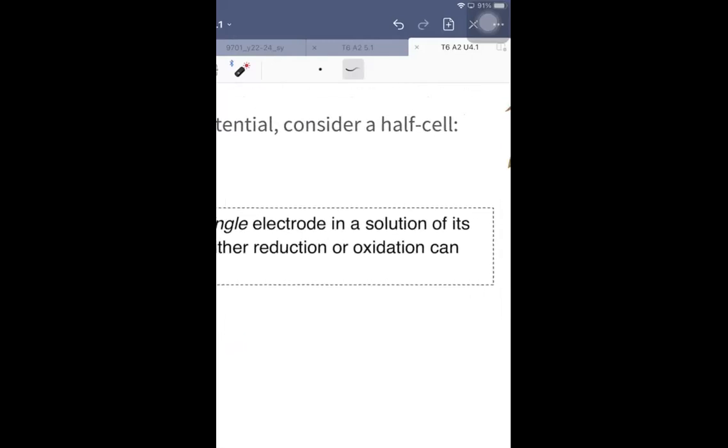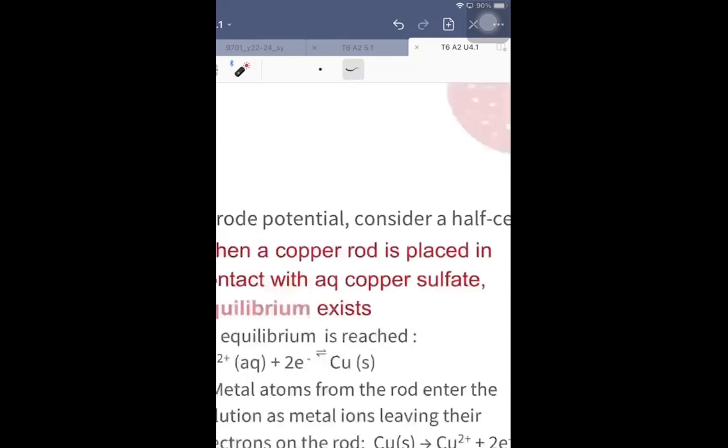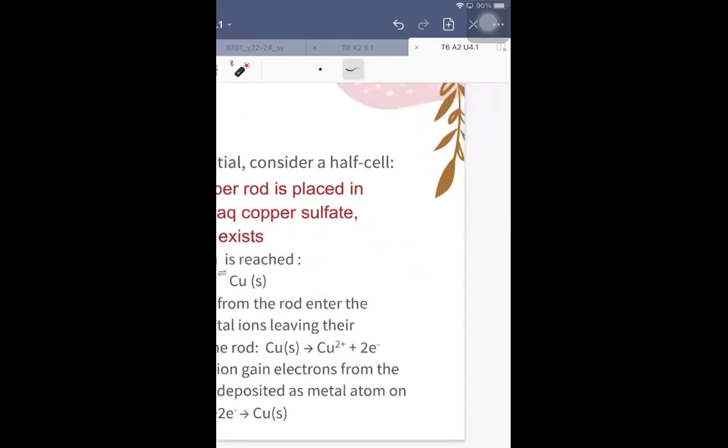What is a half cell? A half cell is when we have a single electrode in a solution of its ions where either reduction or oxidation can occur. So it's one part of your electrode system.